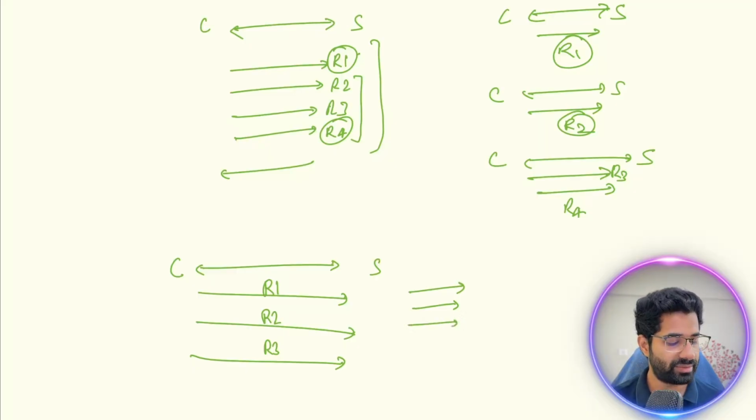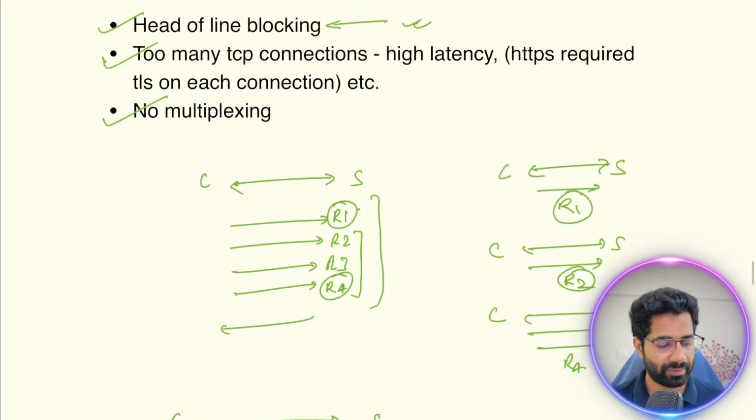These requests were not allowed in parallel. Only after request 1 was sent could you send request 2, and only after request 2 was sent could you send request 3. You could not send them in parallel. Although they were sequential on the same TCP connection, they were not parallel. So that's why multiplexing was not achieved as part of HTTP 1.1.